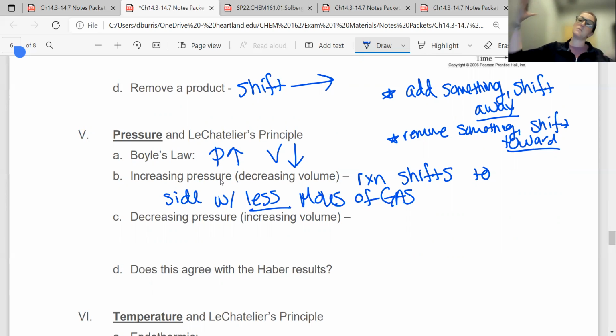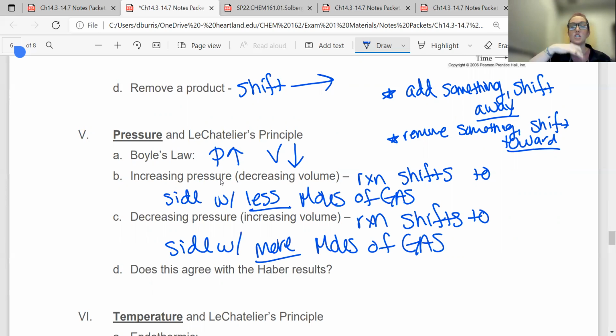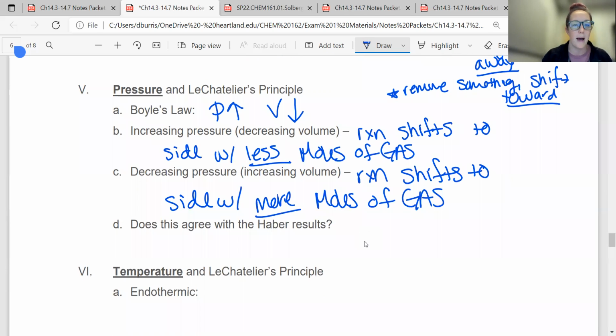Whereas if you gave it a bunch of space, it's going to want to fill that space. So if I decrease the pressure by increasing the volume or giving it more space, the reaction is going to shift to the side with more moles of gas. Okay, so if it has more space, it's going to shift in whichever way will fill that space. Okay, so to kind of check this, we're going to look at the Haber process and see if that actually matches the principle that we're talking about.